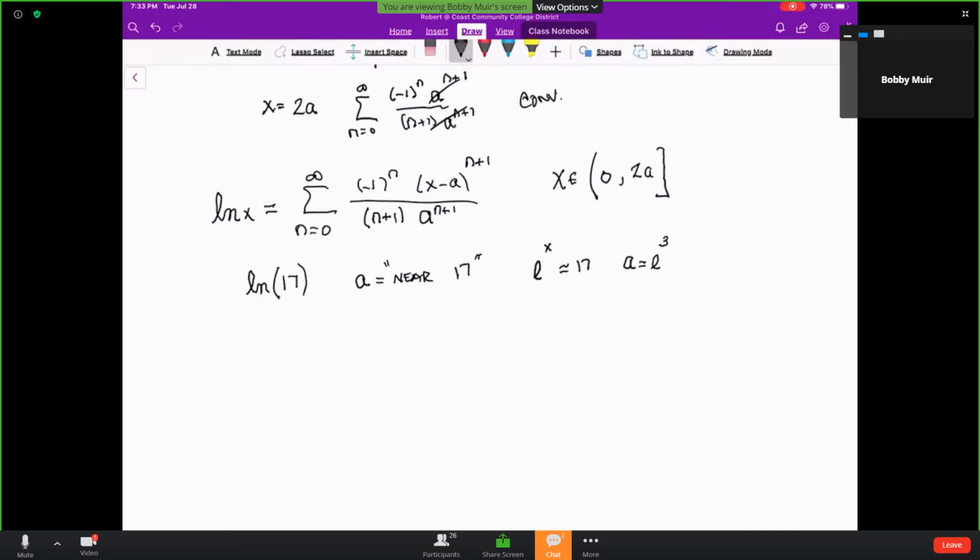And so the natural log of 17 is then going to equal this sum, n equaling 0 to infinity, (-1)^n, then it's going to be (17 minus e cubed) to the n plus 1, divided by n plus 1 times e cubed to the n plus 1. Now the reason for that is because the natural log of e to a number is that number.